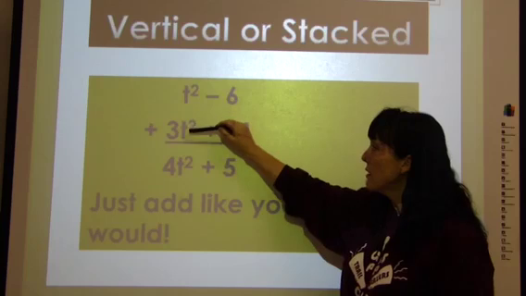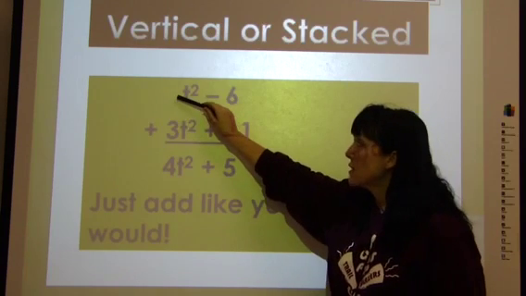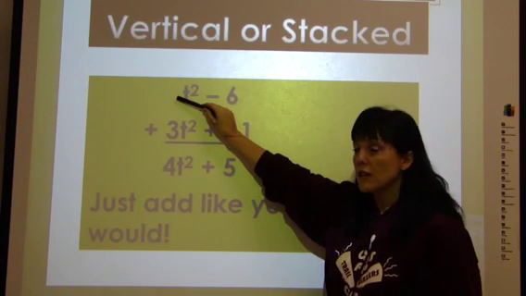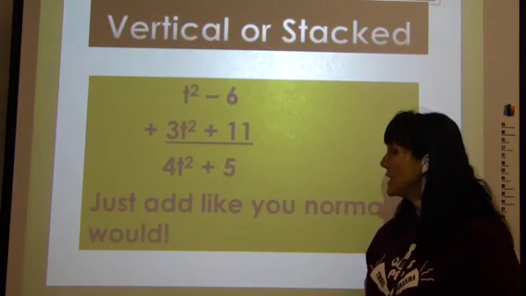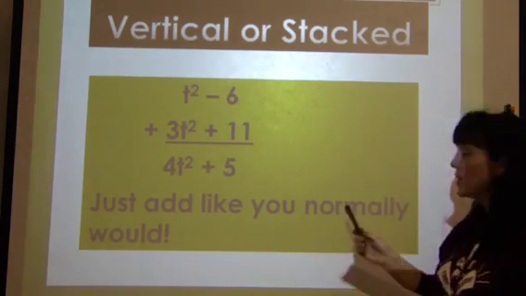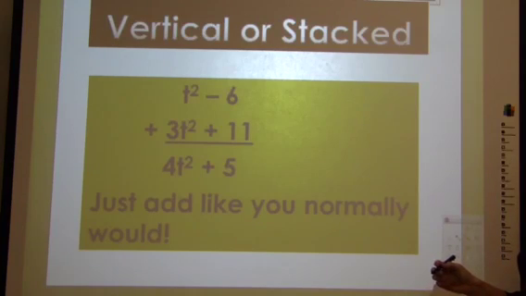And t squared plus 3t squared, since there's not a coefficient in front of that term, it's 1. 1 plus 3 is 4. And we end up with 4t squared plus 5. It's just like you would normally add.